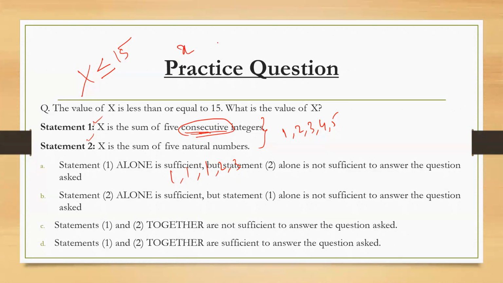If one is x, the next one should be x plus 1, the next one should be x plus 2, the next one should be x plus 3, the next one should be x plus 4. This is what is meant by consecutive. Now, in this scenario, are they consecutive integers? They are integers, but they are not consecutive. So there is only one scenario.